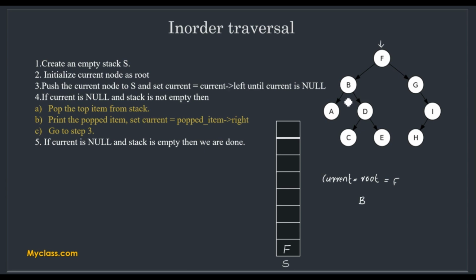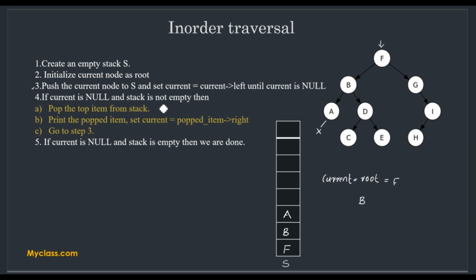So now B is there. B is not null, so we push B also. Then the left of B is A, so we push A also. Then the left child of A is null. So we stop this step 3. After current is null, we go to the fourth step.